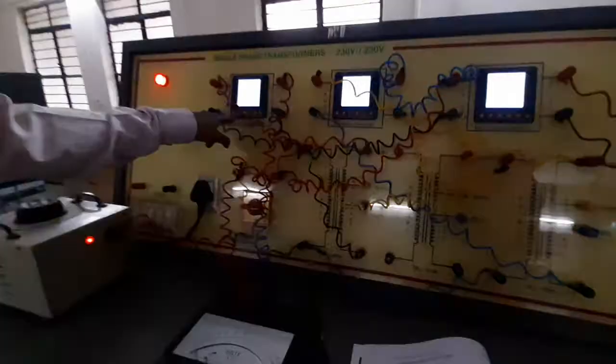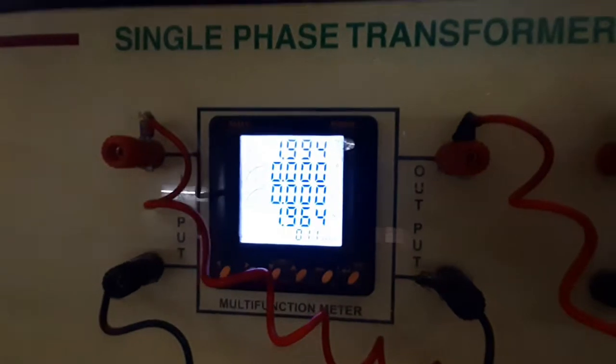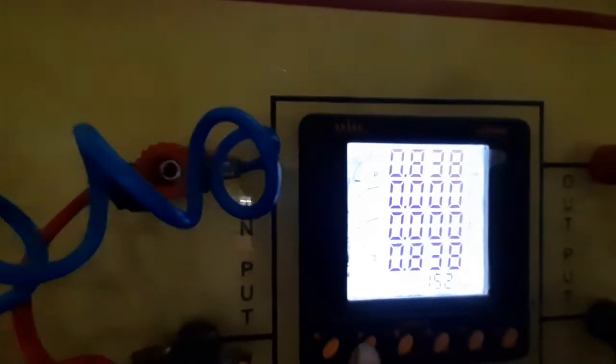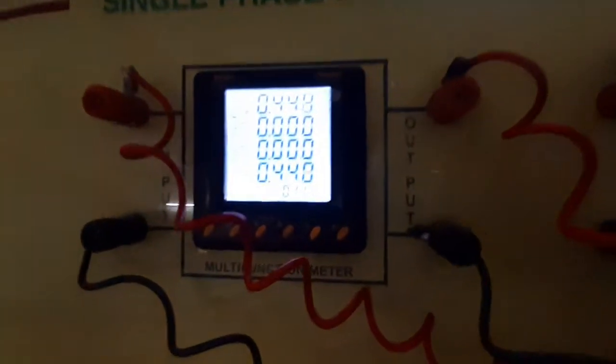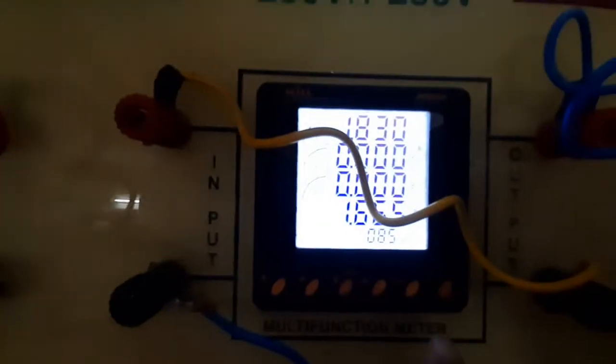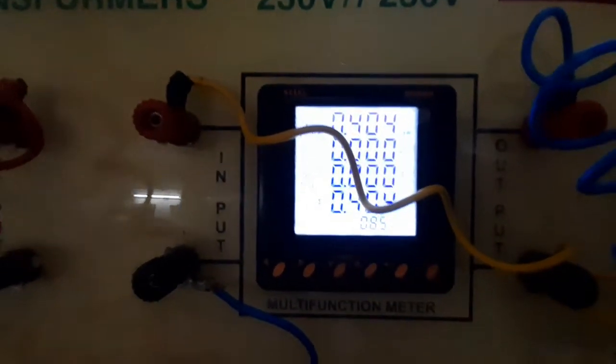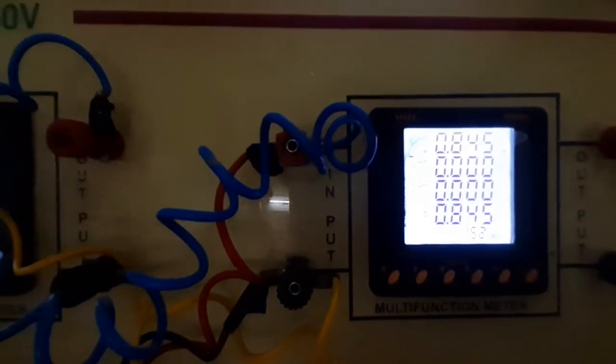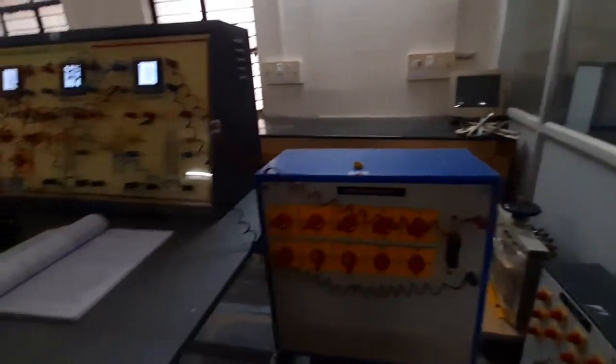Observe the current reading, 1.9 ampere here, that is I1. Similarly, I2 is 1.8 ampere and I3 is 3.8 ampere. Similarly, note down the power readings: 444 watt, here the power reading is 404 watt, and the third power reading is 845 watt. Again, I will put another load. So for 5 ampere we have loaded.